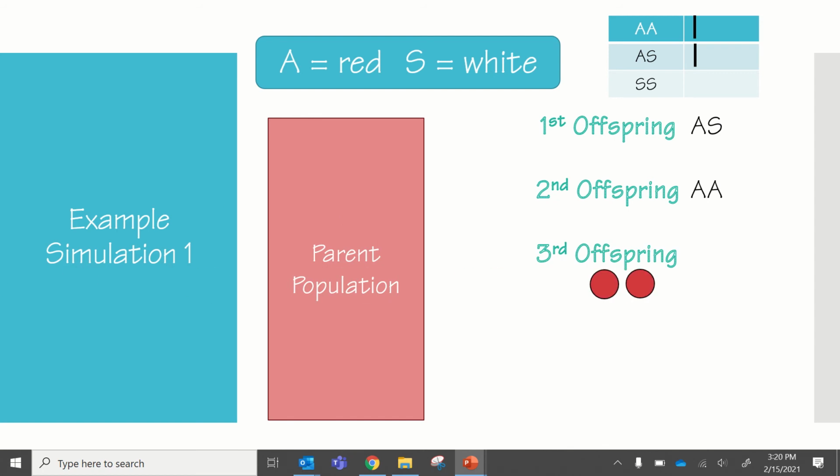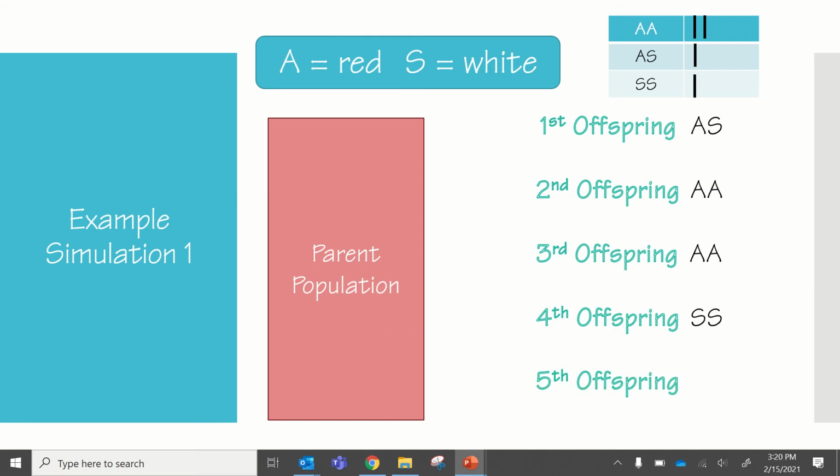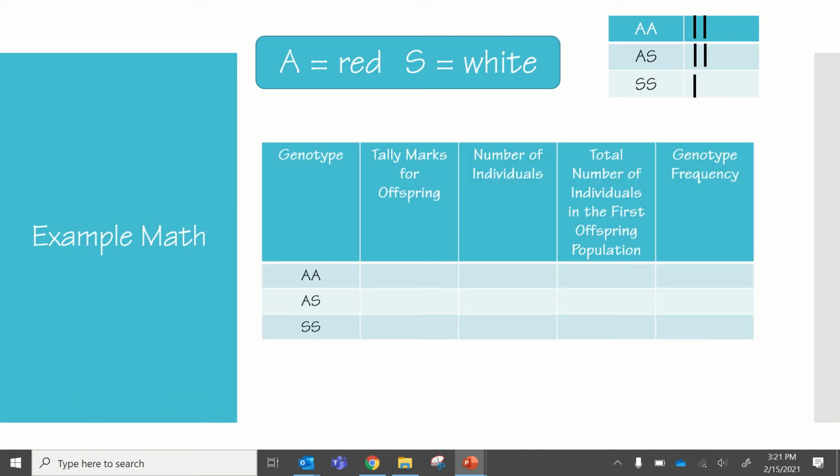The third individual, we pull it out. It's 2 red beads, so AA, put a tally, and then we're going to put it back. Fourth offspring, it's 2 white ones, so SS, put a tally, then put it back. And then fifth offspring, we're going to have a white one and a red one, so that makes it AS, put our tally, and then we will put it back, okay?